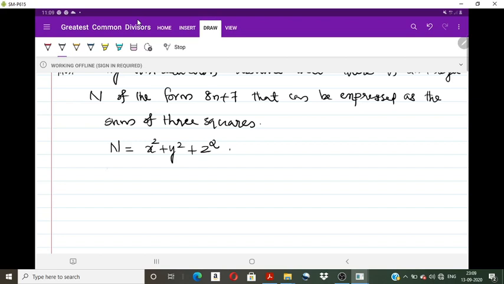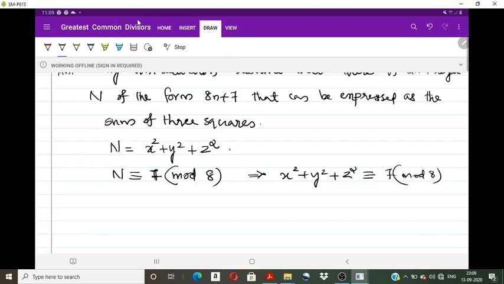Now we assumed that it can be expressed as a sum of three squares and it is of the form 8n plus 7. That means we can say that N is congruent to 7 modulo 8. So we have the result x square plus y square plus z square congruent to 7 modulo 8. Now we need to prove that this leads to a contradiction.